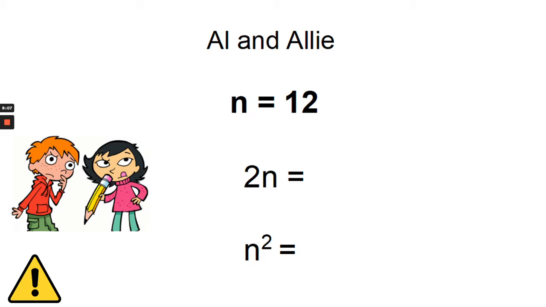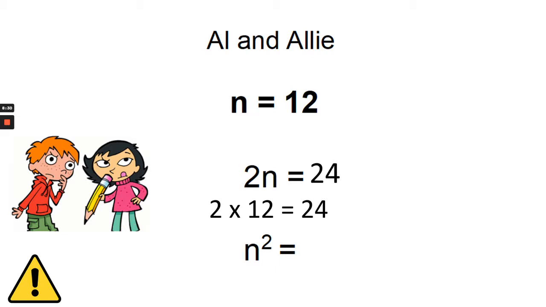Looking at this first one, 2n, I use the fact that 2n means 2 lots of 12. See how the number 2 is right next to the letter? That means I multiply them. 2 lots of 12 is equal to 24. 2n is equal to 24. Let's have a look at the next one.